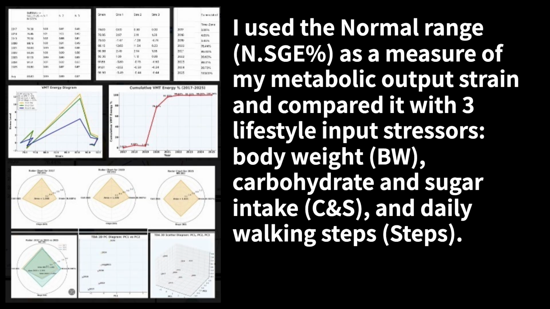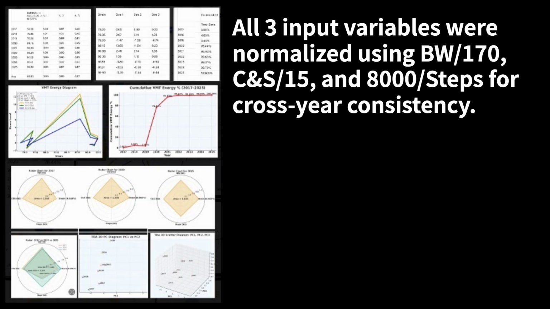I use the normal range, N.SGE %, as a measure of my metabolic output, strain, and compared it with 3 lifestyle input stressors: body weight, BW, carbohydrate and sugar intake, C&S, and daily walking steps. All 3 input variables were normalized, using BW 170, C&S 15, and 8,000 steps for cross-year consistency.